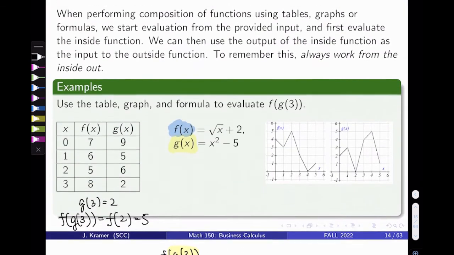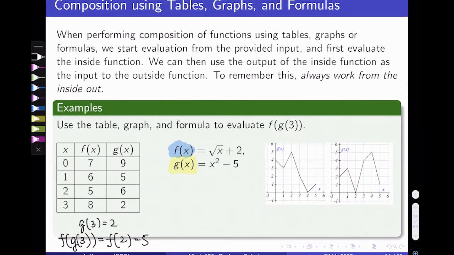Finally, we want to evaluate f of g of 3 using the graphs. Again, we want to start with g of 3, so we're going to start on the g of x graph when x equals 3 and find the output. So when x equals 3, we go up until we hit the graph, and the output is 4.